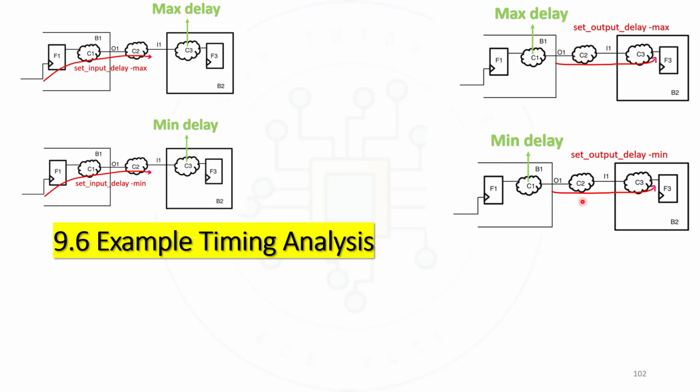So these are the four scenarios which I have taken. For the first one, it is set input delay max, and one more is set input delay min, and coming to set output delay max followed by set output delay min. So we already know max is used for setup, min is used for hold. The same concept is applicable here also. Max for setup and min for hold. So let us try to understand these four scenarios one by one in detail.